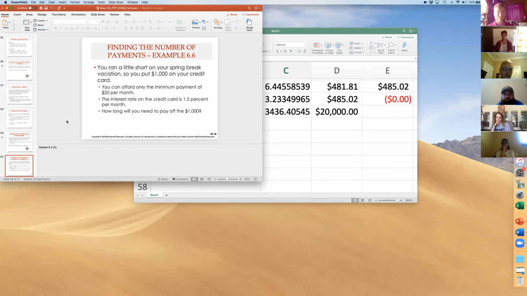So here's the case where you ran a little bit short on your spring break and you had to put some money on a credit card. It says you can afford only the minimum payment, which is $20 per month. So every credit card has a minimum payment. What does that minimum payment mean? Is anybody paying the minimum payment on their credit cards right now? Because it's a tough thing when you get into that bind.